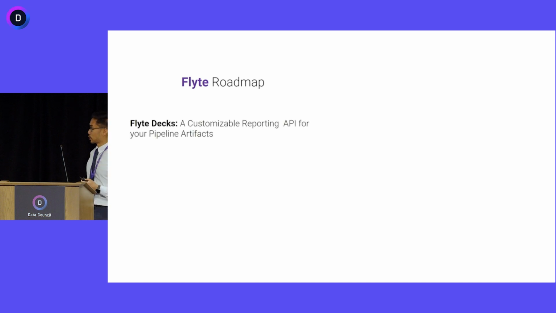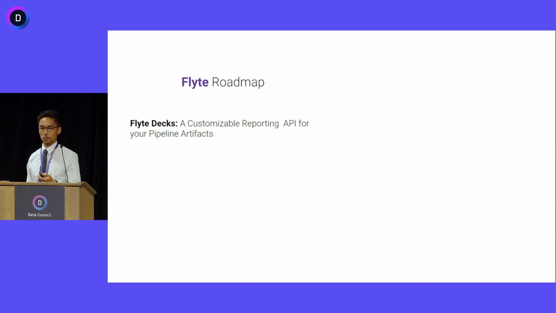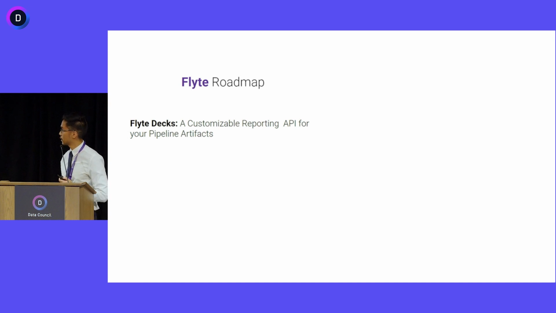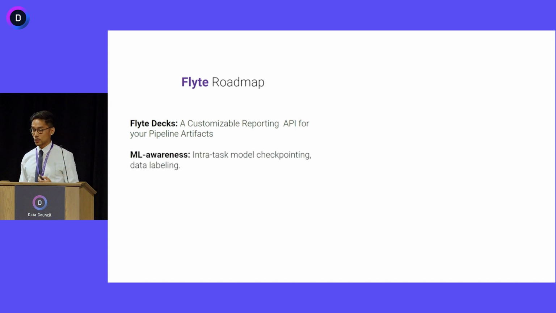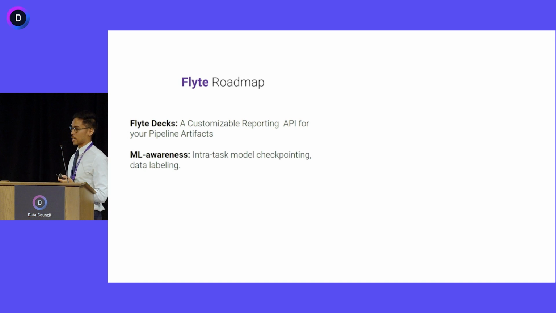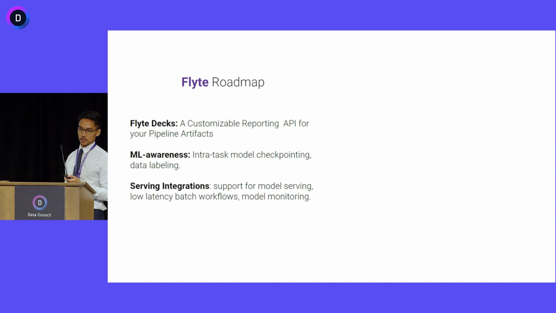So in the Flyte roadmap, we're going to focus on better reporting. FlyteDecks is a thing we're building to make customizable reports for artifacts and data structures that flow through the Flyte DAG. Also ML awareness tools, features like inter-task model checkpointing and data labeling, and model serving integrations with many of the tools that are talked about today.